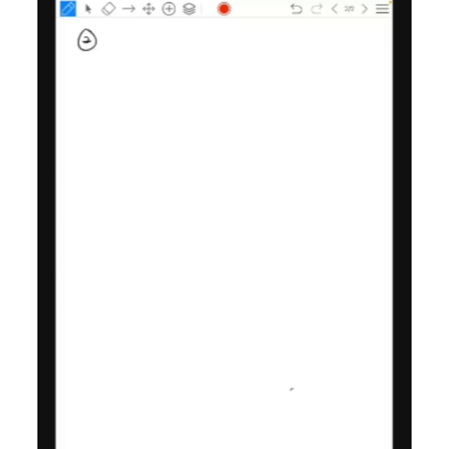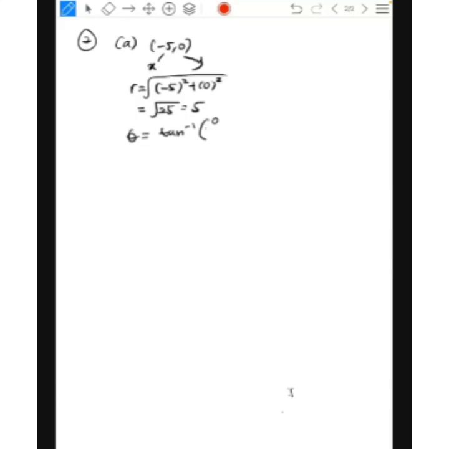Let's say we look into 2a, negative 5, 0. This point is given in rectangular, so this is x, this is y. So r is equal to the square root of negative 5 squared plus 0 squared, so we have 25, which gives 5. And then theta is arctangent of y over x, 0 over negative 5, which is 0.